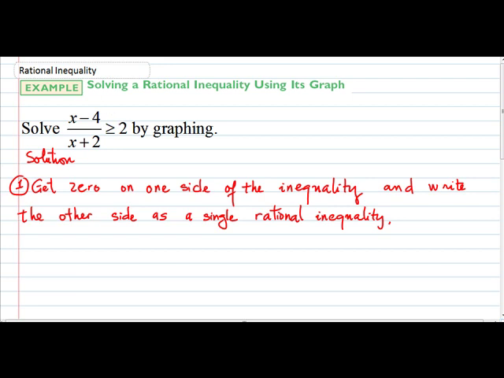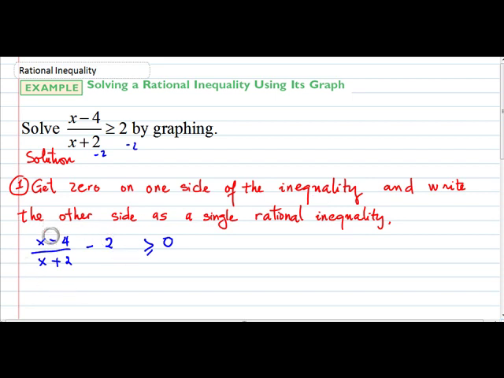Our first step is to get a 0 on one side of the inequality. To do that, I'll subtract 2 from both sides, so I have minus 2 over here and a 0 on one side of the inequality. Then we need to write the other side as a single rational expression.